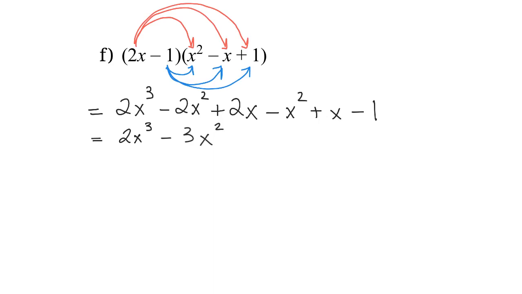And then I'm going to check for terms that have an x. I've got a positive 2x and a positive x. So that is going to be a positive 3x. And I'm now looking for any plain numbers, and that's just going to be the -1. So that's going to go on the end. So our final answer is 2x cubed minus 3x squared plus 3x minus 1.